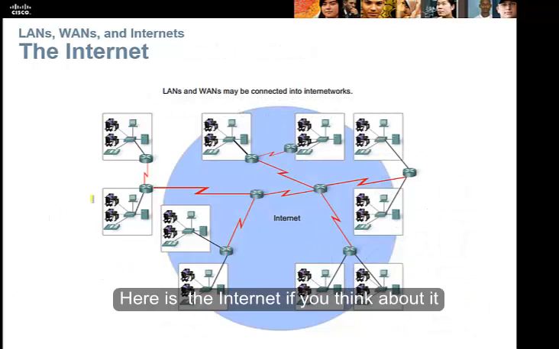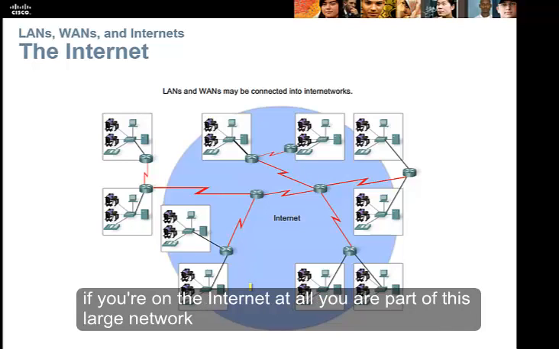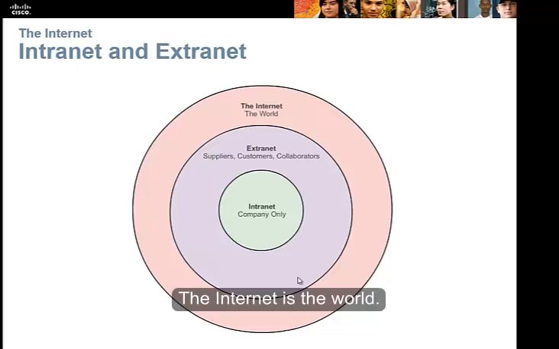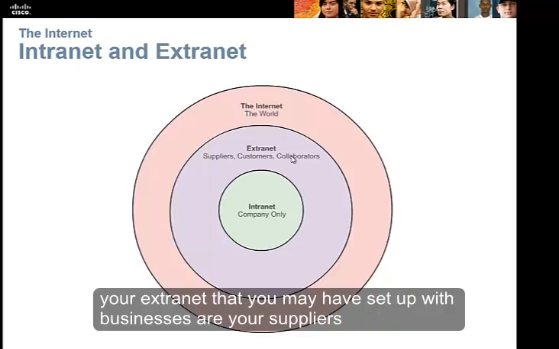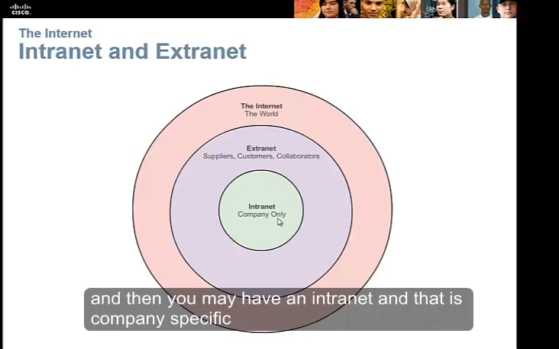Here's the internet. If you think about it, the internet is the world of everything connected. If you're on the internet at all, you are part of this large network. We then have the intranet and the extranet. The internet is the world. Your extranet that you may have set up with businesses are your suppliers, your customers, your collaborators. And then you may have an intranet, and that is company specific.